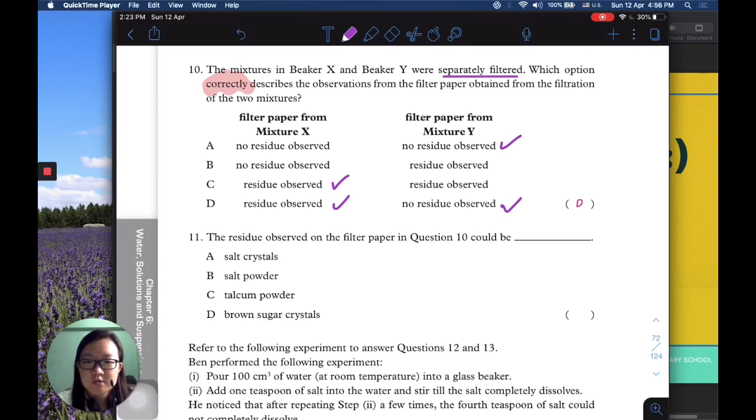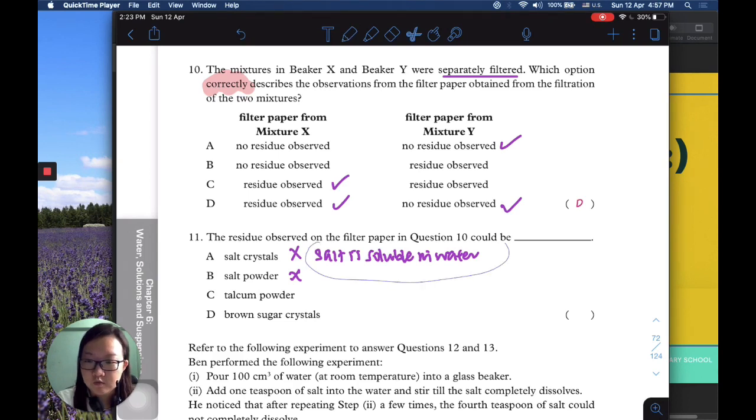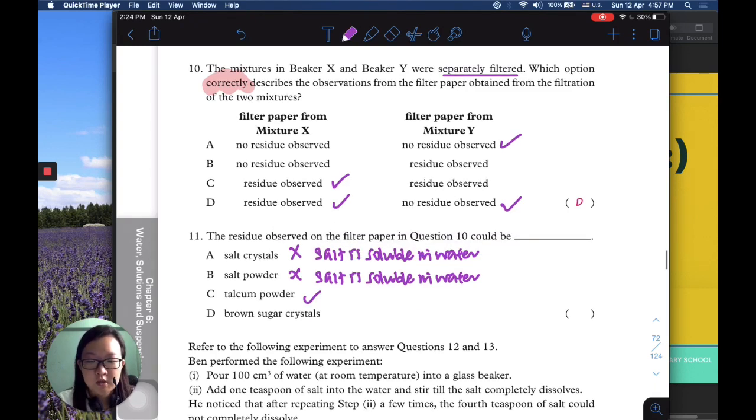Question 11. The residue observed on the filter paper in question 10 could be. So A is definitely wrong, right? Because salt, as we mentioned, is soluble in water. It's just like how you put salt into your soup when you do cooking, it is able to fully dissolve. Okay, so B is also wrong. In fact, it dissolves even better, right? Because it's in powdered form. C is your answer. Talcum powder, baby powder is insoluble in water. And then finally, sugar is also soluble in water. So answer is C.